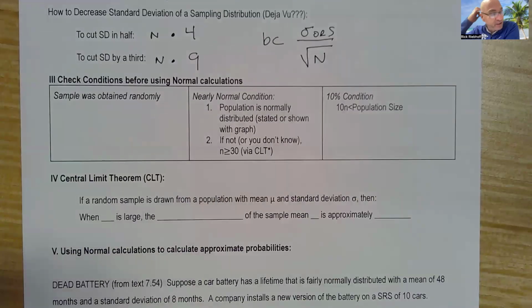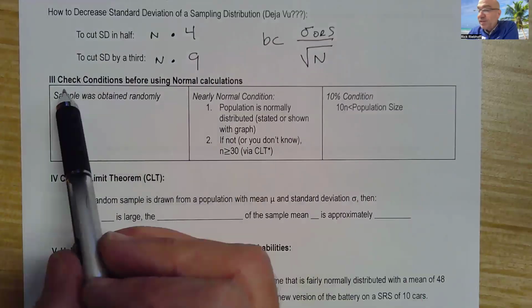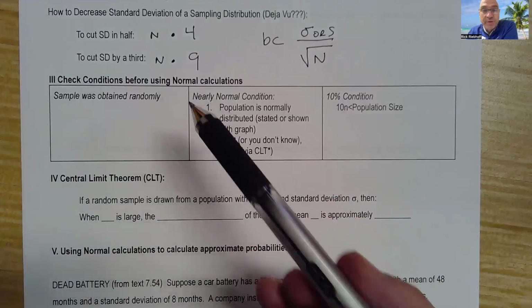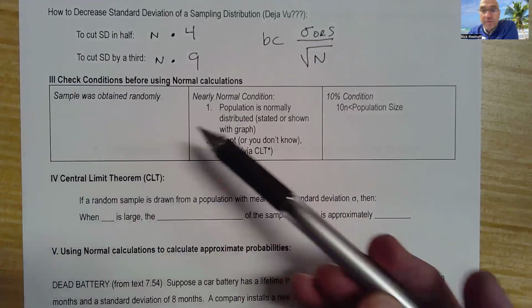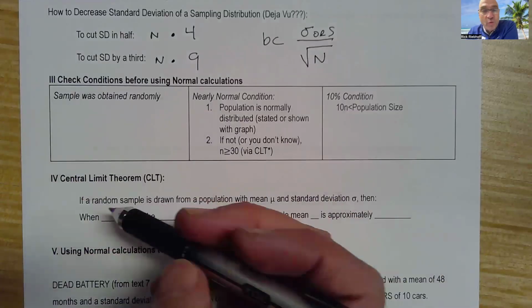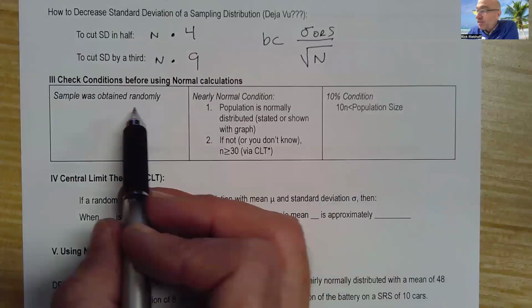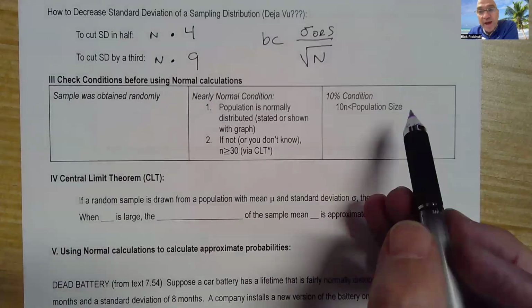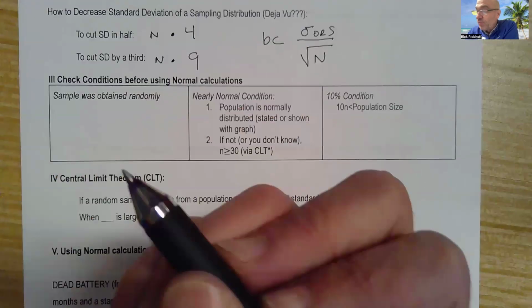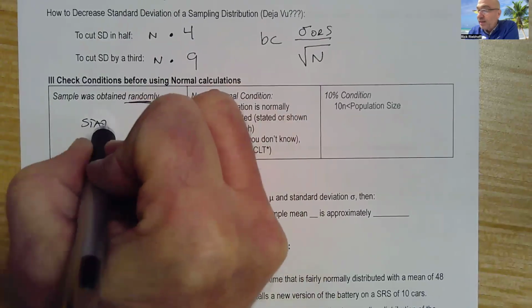All right, check conditions. Just like in proportions, this is going to lead to some good stuff. What we want is a fairly normal distribution. When we have a fairly normal distribution, we're able to use normal CDF, inverse norm, z-scores and all that good stuff. So these conditions help get us to that. There are three conditions. Number one, we need some kind of randomness. Look for it to be stated in the prompt.